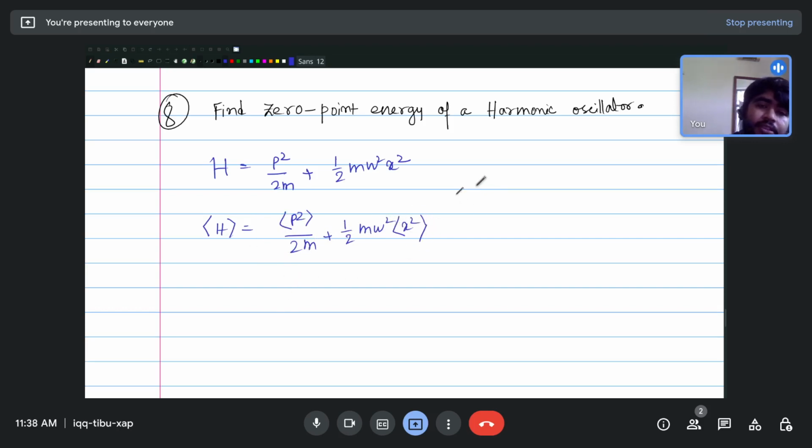Now because the harmonic oscillator has this symmetry, the harmonic oscillator is actually a function of x square, and it is actually even. So we can actually write this in terms of the uncertainties delta p and delta x also. Okay, so let's first write delta p.